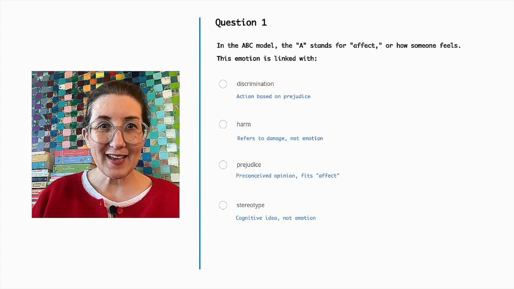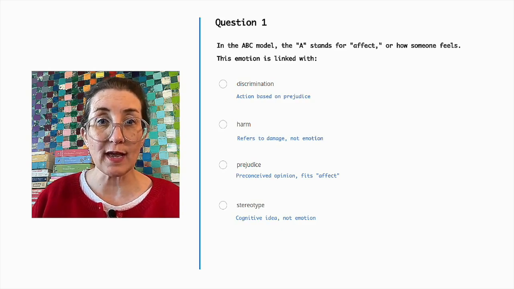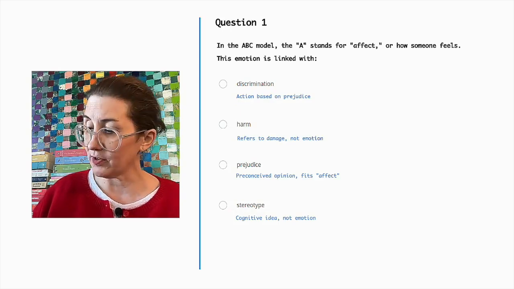The correct answer is prejudice, which refers to a preconceived opinion or feeling, often negative, towards someone or something fitting the affect component in the ABC model.